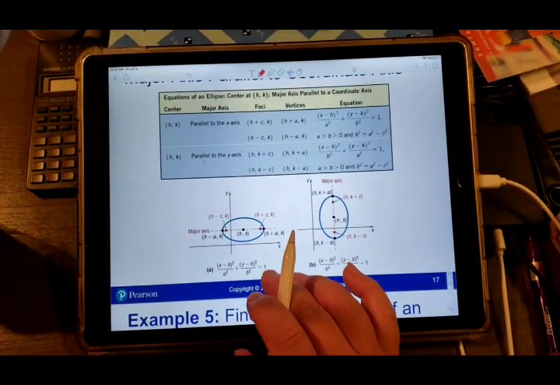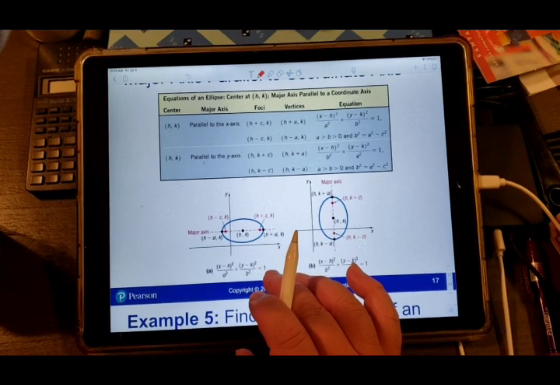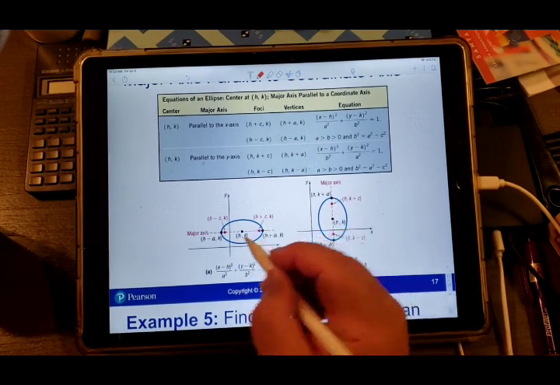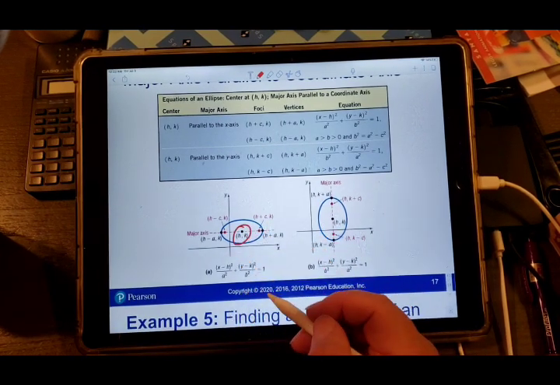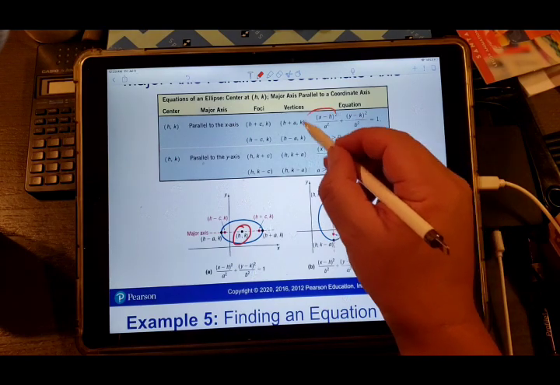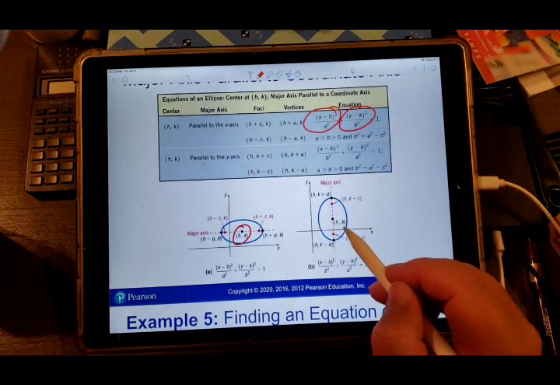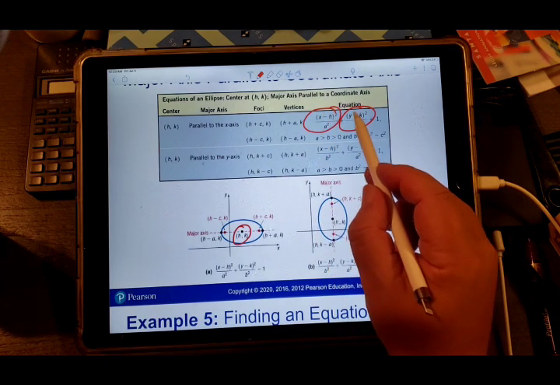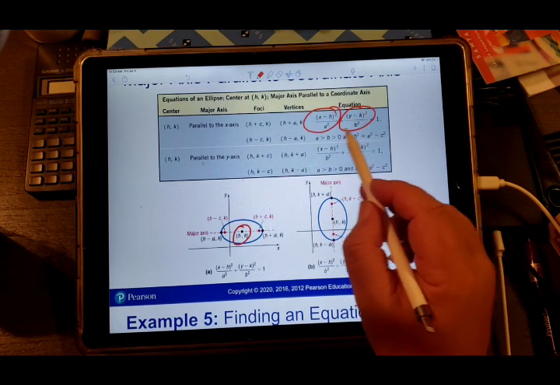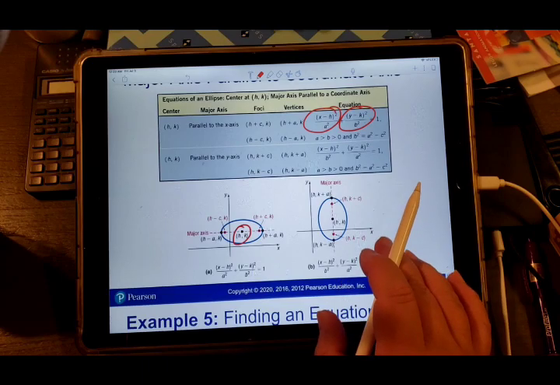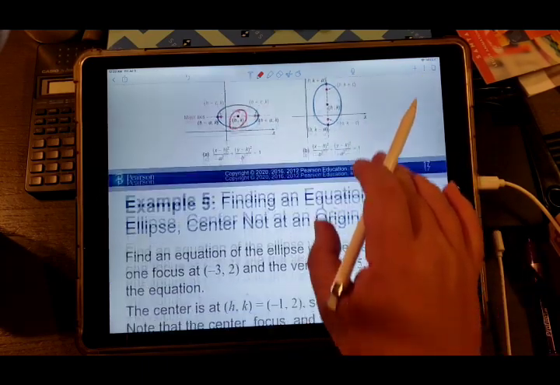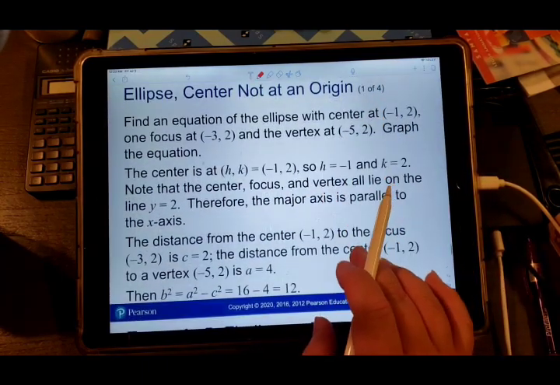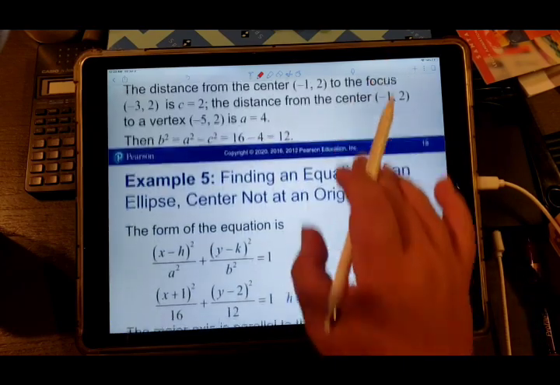What if your ellipse is not centered at 0, 0, but centered at h comma k? Well, it's that same thing that we've been doing every single time. Parentheses x minus h squared, parentheses y minus k squared. Everything else is really the same. So let's look at a fairly complicated problem.